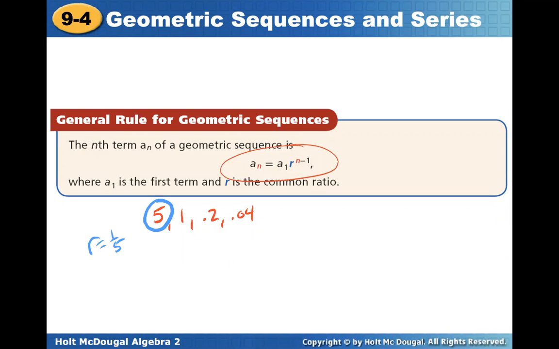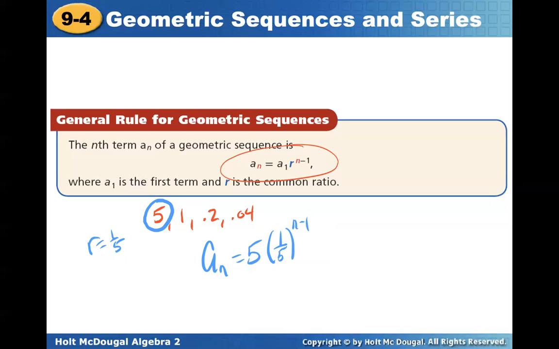So if I wanted to come up with a rule to find the 13th term of this sequence, I could say any term is 5 times 1/5 to the n minus 1 power. That would be the general rule, or explicit rule, that could generate terms of that sequence.